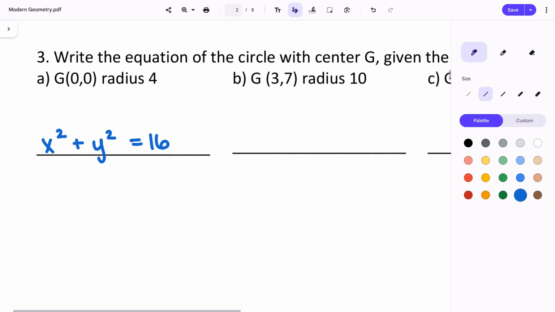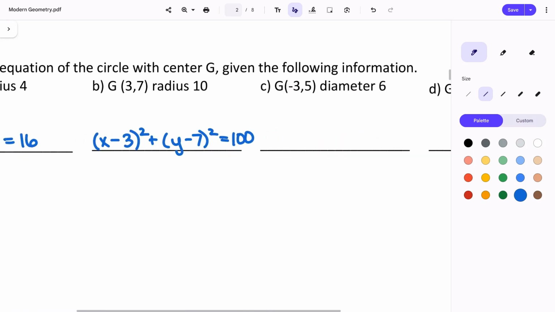Okay, what about for B? They're giving us actual numbers now for the center. x minus 3 squared plus y minus 7 squared. Very good. Equals 100. Very good. Remember, when you're plugging them in, it always has a minus sign.